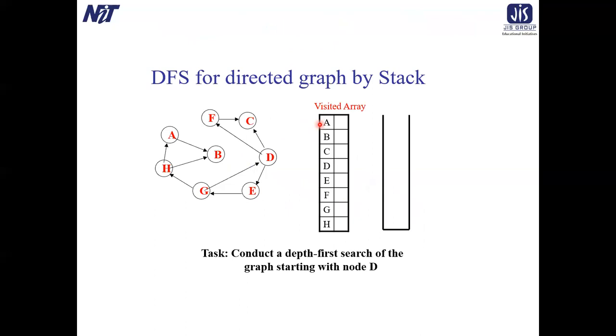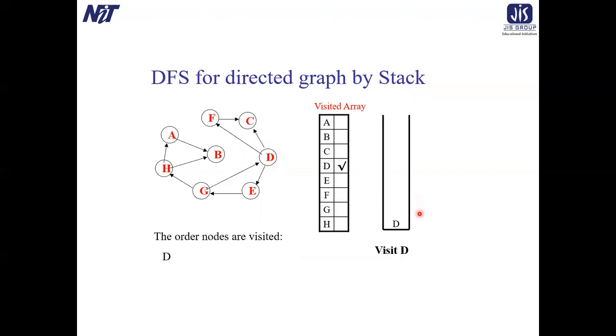So now with the help of a stack data structure, we have to describe how DFS, that is depth first search, is performed for this directed graph. Conduct a depth first search for the graph starting with node D. So again, we have to start from this node D. We have to mark over here whether it is visited or not. The vertices are A, B, C, D, E, F, G, H. We have to put a mark if it is visited. And this is my stack where we have to store some vertices.